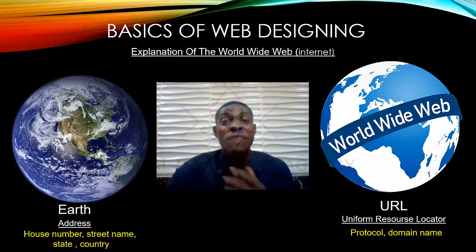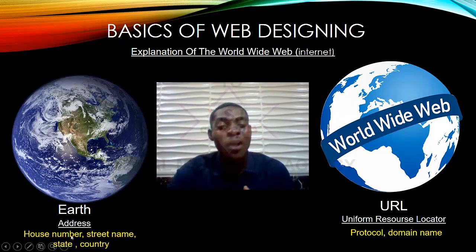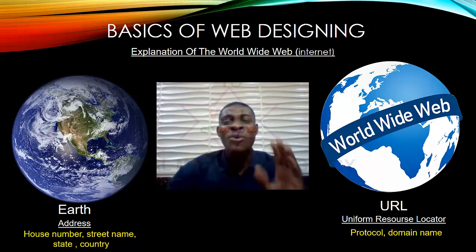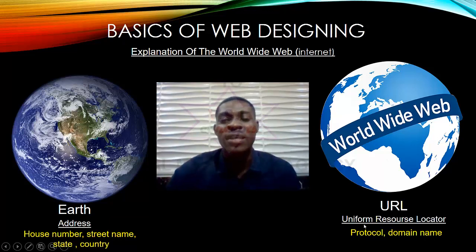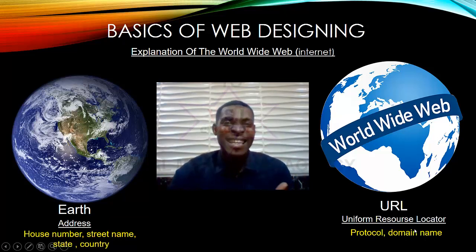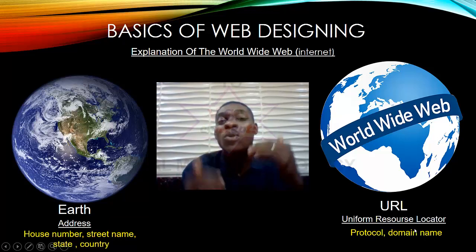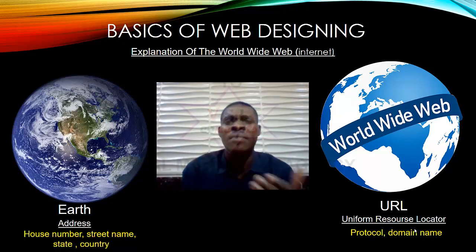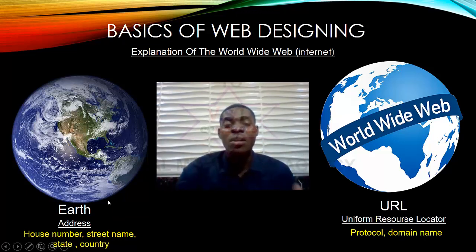Now, the next information that you give to someone that wants to come to your house is your house number, your street name, the state you are in, the country you are in. Those are the information you give to the person. In the case of the World Wide Web, the information you give to the person is what? The protocol and domain name. Now, this domain name is sounding familiar to you. We mentioned it some while ago. We are now going to go into details explaining what a domain name is. Remember, without house number, street name, state and country, someone who is coming to visit you on the Earth cannot get your house address. I hope that is taken.